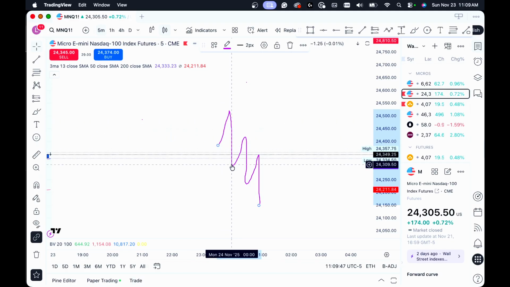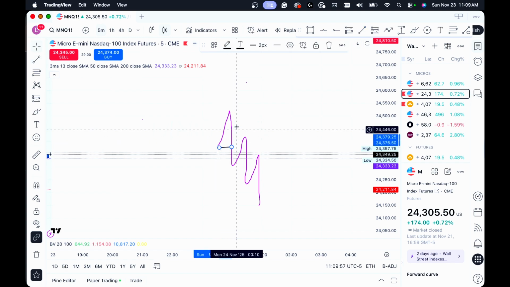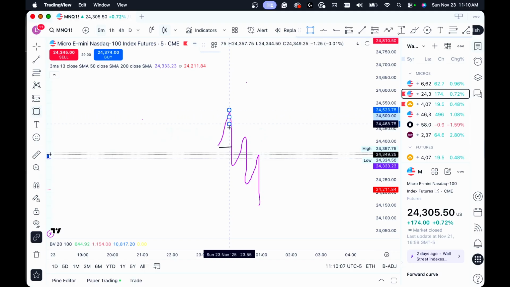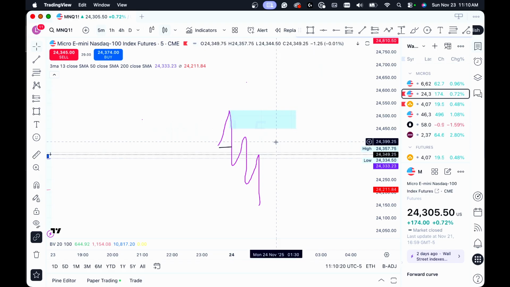You do not mark your supply zone until price breaks structure to the downside. Price breaks structure. Boom, to the downside. This is my break of structure line. Price broke structure, so now I can draw my supply zone from right here. This is a good example right now. Since price didn't come up and hit my supply zone, I don't do nothing. I wait for the next break of structure, which is right here.